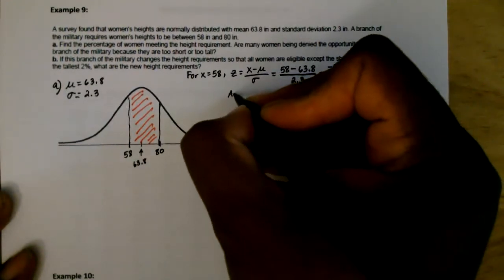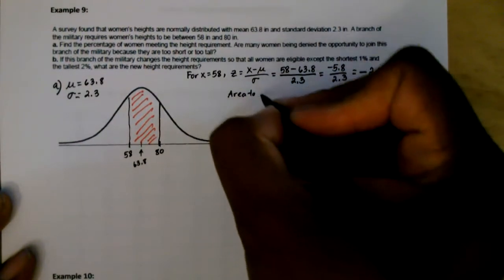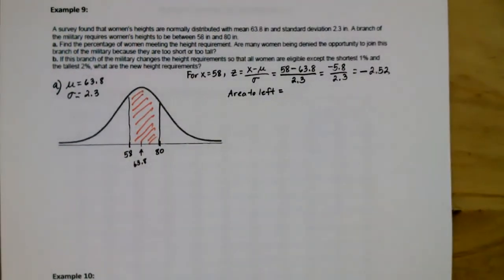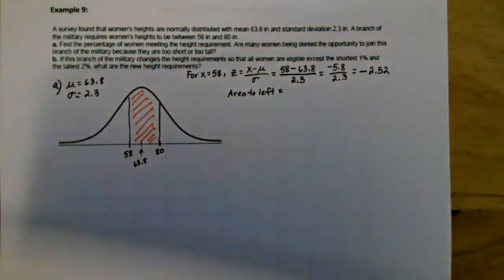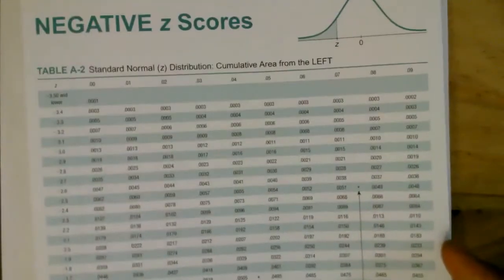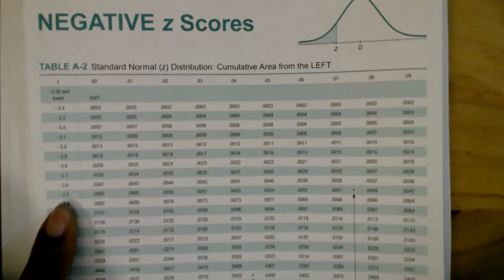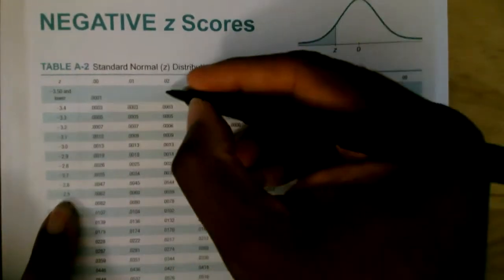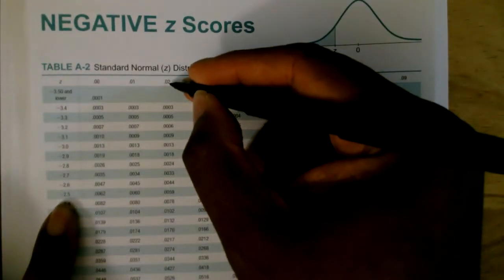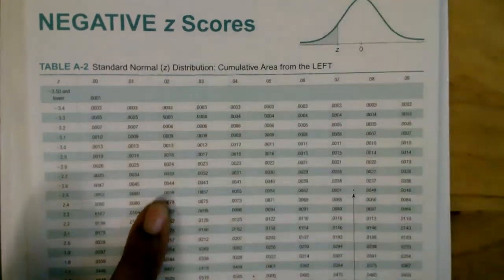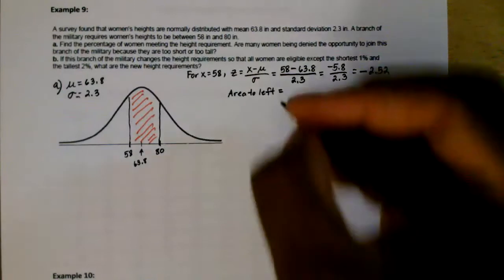And for that, we want the area to the left. It's a negative 2.52, so we need to use the negative Z-scores page. Negative 2.5 is right here, and 0.02 is here. Go to the right and down. That would be 0.0059. That represents the area to the left.